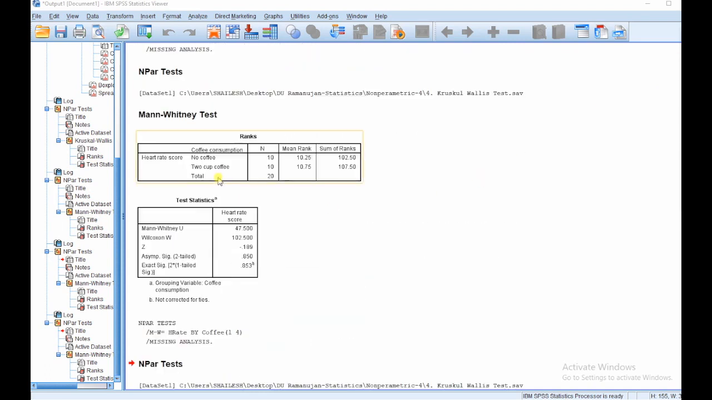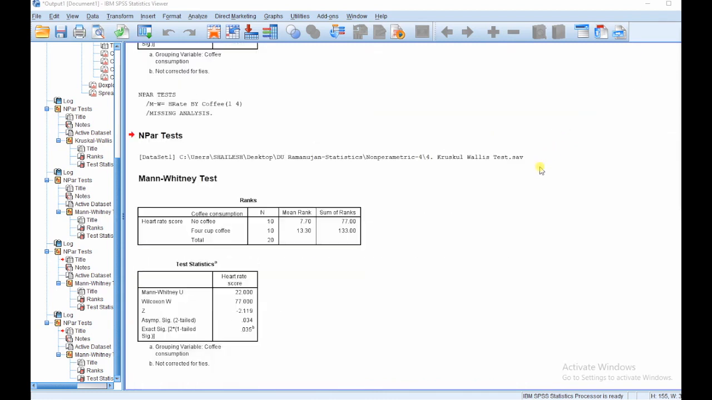Okay, so the second, we are comparing no cup coffee with 2 cup coffee. So what is the result? Again the p value for no cup coffee and 2 cup coffee is greater than 0.05. It means 2 cup coffee does not increase heart rate score significantly.